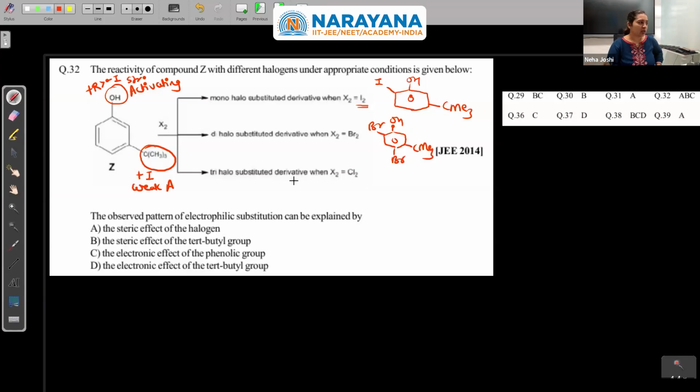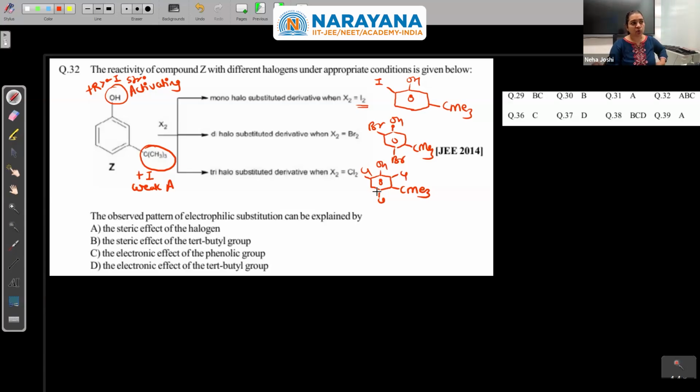Ortho-para, but not the center. And trihalo with chlorine. So OH, Cl, Cl, Cl, and CMe3. That is the possibility of trihalo. The observed pattern of electrophilic substitution can be explained by the steric effect of the halogens.